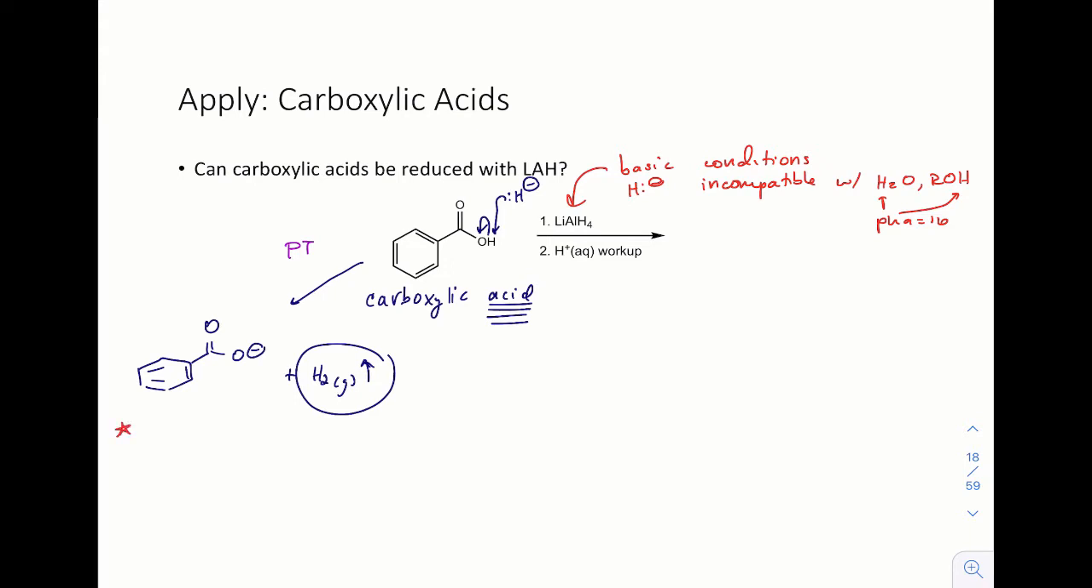And what has been formed? Carboxylate. And what do we know about carboxylate? They are the least reactive carboxylic acid derivative. They are electron rich.